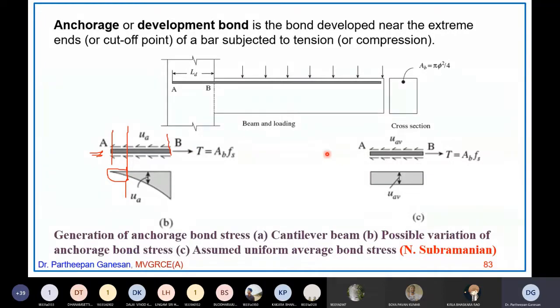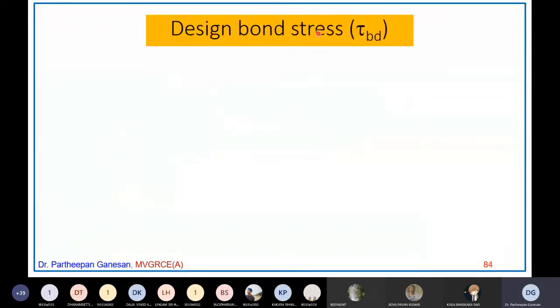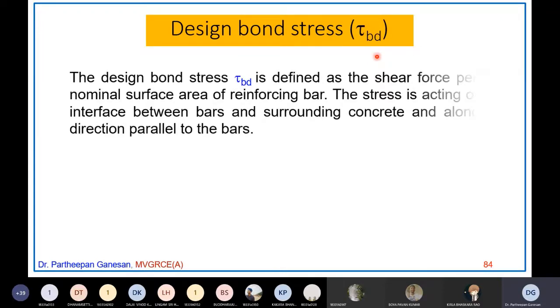So this is again from Subramanian book. Now design bond stress is denoted by the symbol tau BD. All of you pay careful attention here because most of the time students make mistakes in finding tau BD. It is given in the table, but with some conditions. The design bond stress tau BD is defined as the shear force per unit nominal surface area of the reinforcing bar.